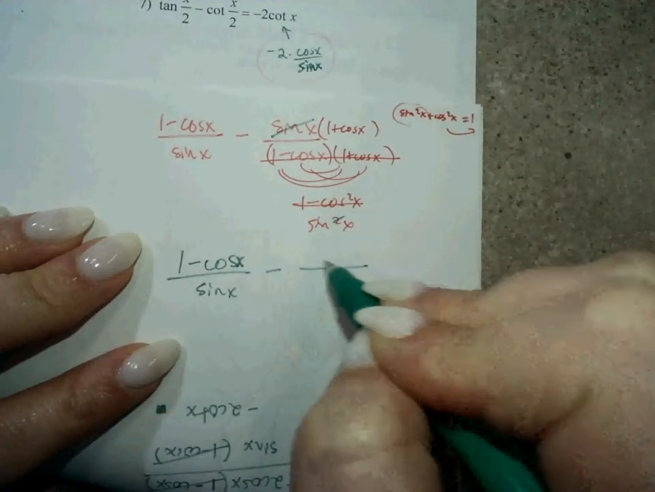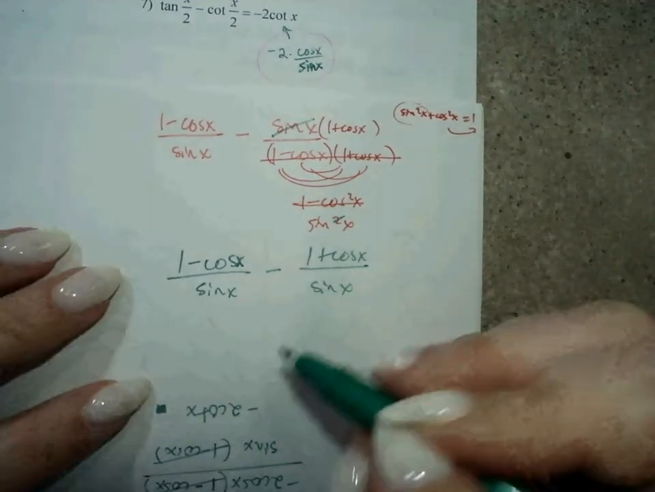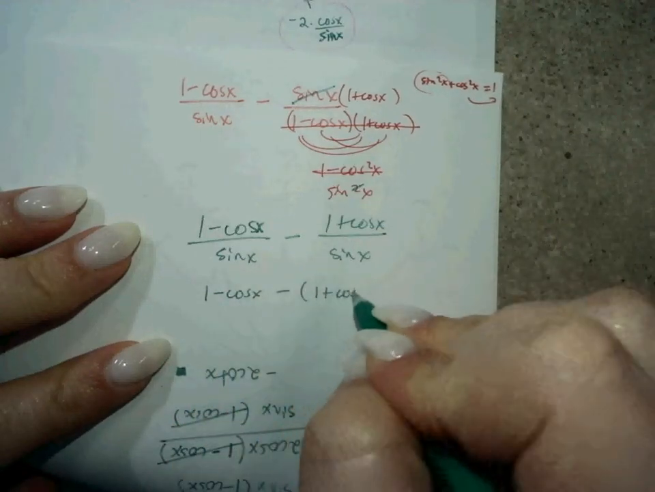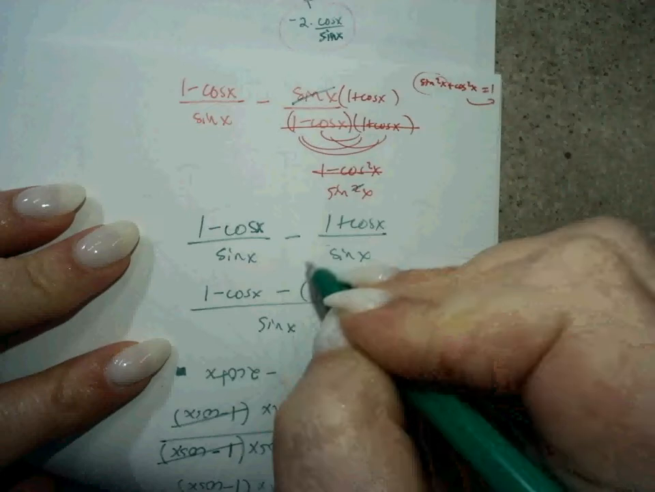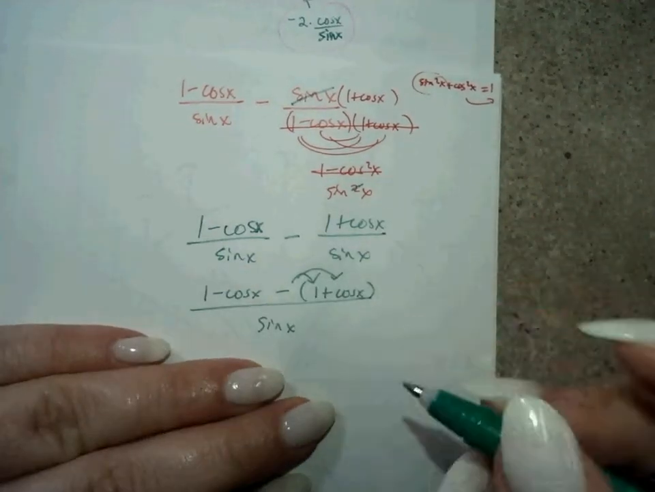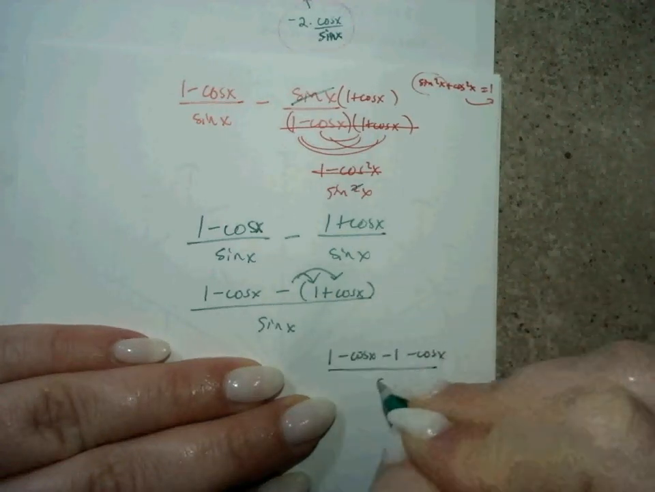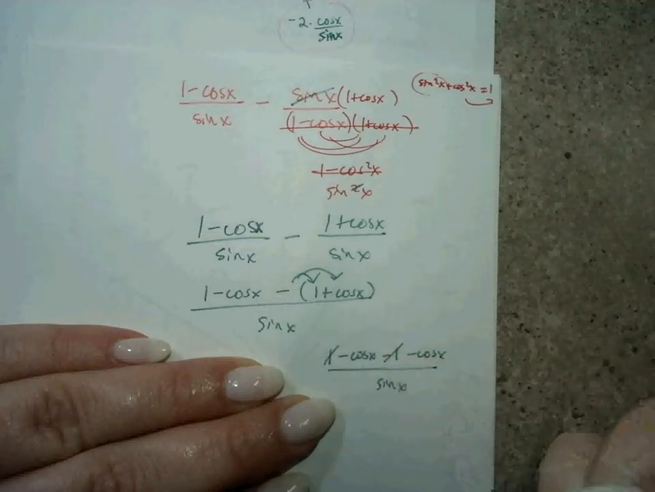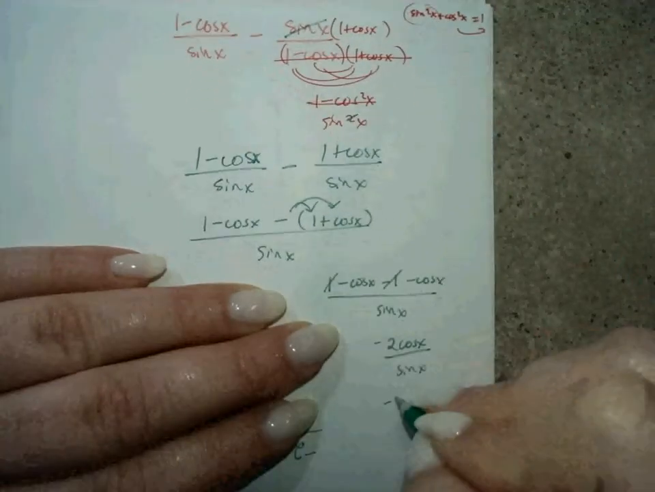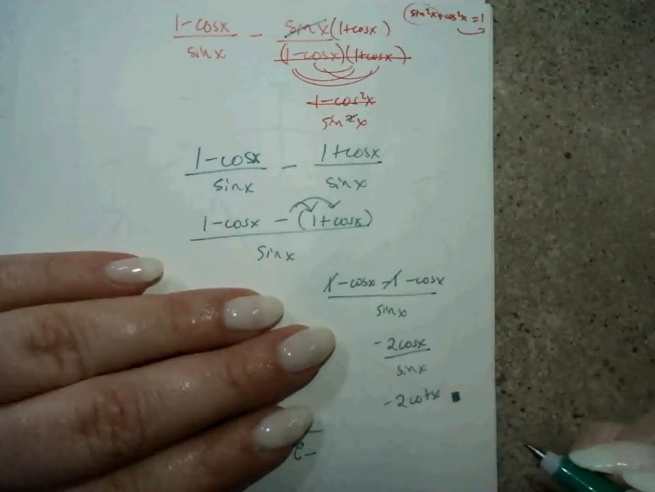then I'm left with 1 minus cosine over sine minus 1 plus cosine over sine. Cool. And then if I combine this into a single fraction, 1 minus cosine minus the whole thing, 1 plus cosine, all divided by sine, and I distribute my minus sign, then this becomes 1 minus cosine minus 1 minus cosine, all divided by sine. The 1's will go away. A negative cosine plus a negative cosine is a negative 2 cosine, and that is negative 2 cotangent.